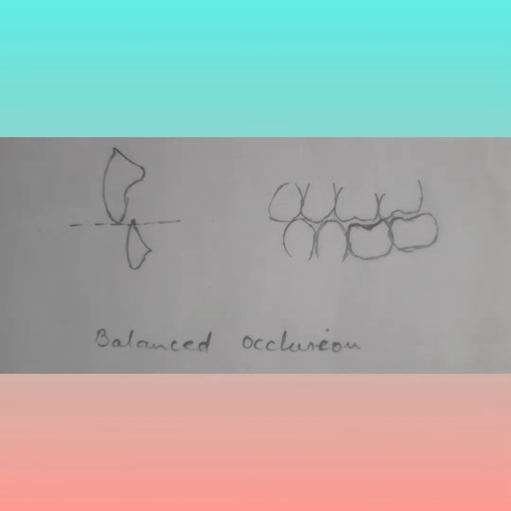Now, by definition, occlusion is the static relationship between the incising or the masticating surface of the maxillary and mandibular teeth or tooth analogues.